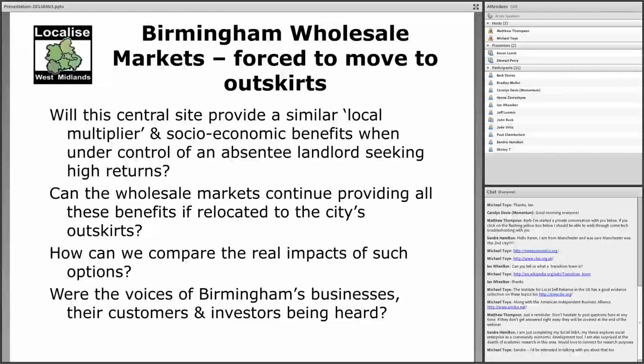And we'd like to know what local benefits the new uses on that site will really bring. Will it have the same local returns when it's owned by an absentee landlord? Will the social benefits of the markets be weakened if they're no longer right in the city centre? And how can we compare and consider the real impacts of these options? And which businesses' voices do we hear loudest in the decision making?